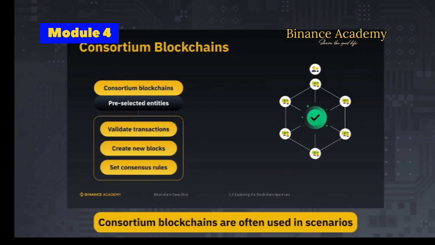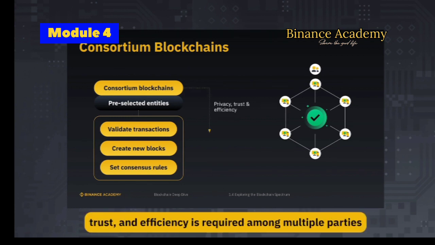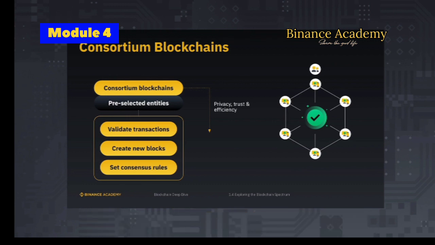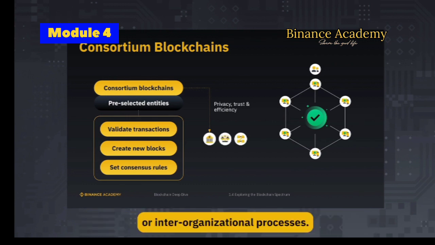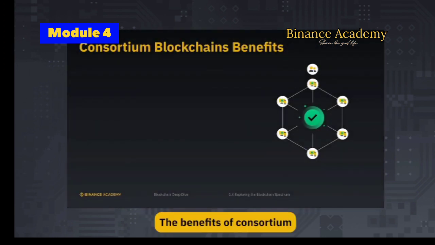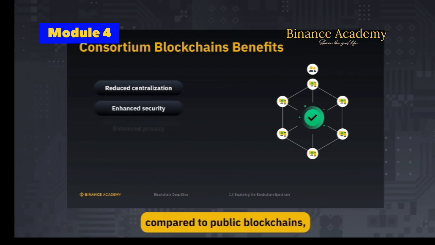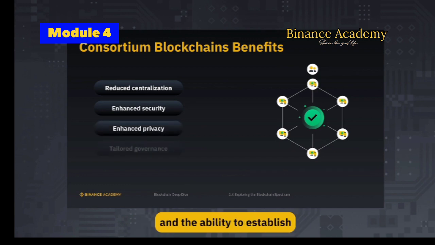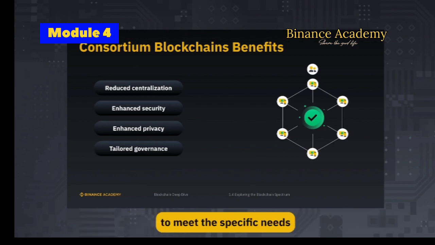Consortium blockchains are often used in scenarios where a degree of privacy, trust, and efficiency is required among multiple parties, such as financial institutions, supply chain management, or inter-organizational processes. The benefits of consortium blockchains include reduced centralization compared to private blockchains, enhanced security and privacy compared to public blockchains, and the ability to establish tailored governance structures and consensus mechanisms to meet the specific needs of the participating organizations.